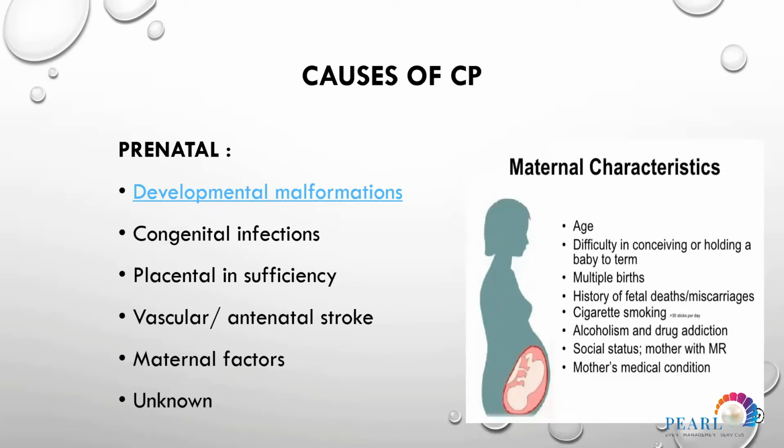Maternal factors include the age of the mother: very young mothers and very old mothers have a high risk of giving birth to children who may develop cerebral palsy. Then mothers who have chronic health conditions, who are living in poor socioeconomic status, or are addicted to illicit drugs, are chain smokers, or are alcoholics, all these factors increase the prevalence rate in the babies born to these mothers.